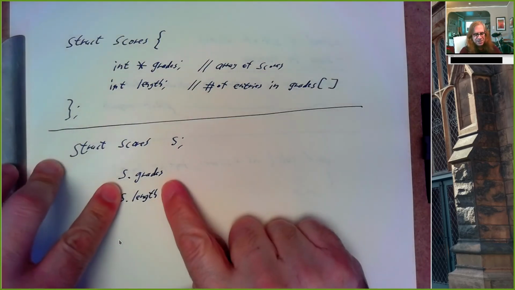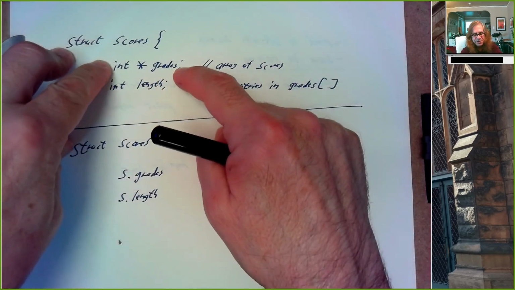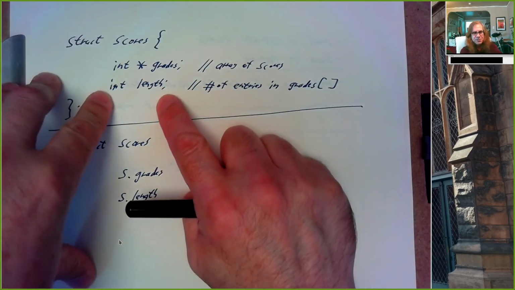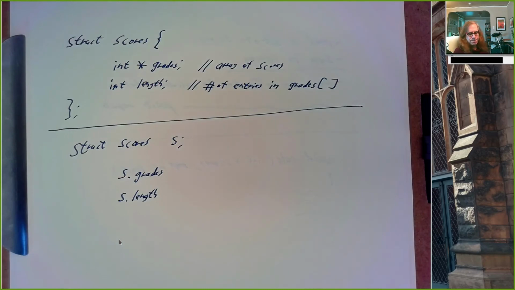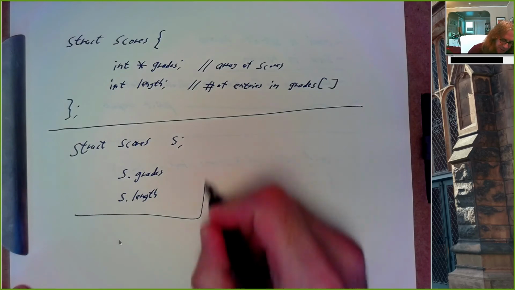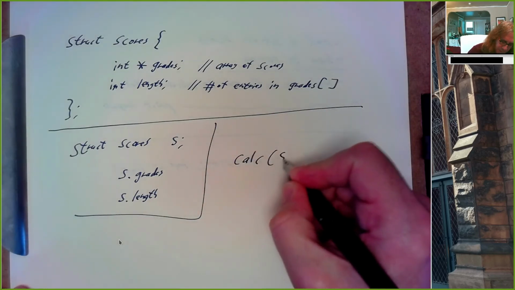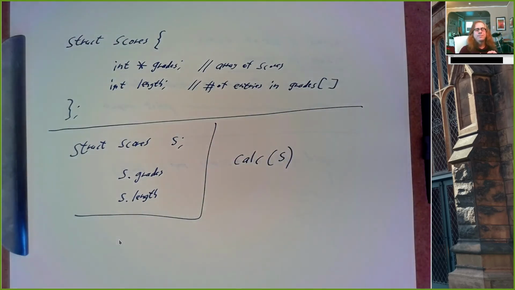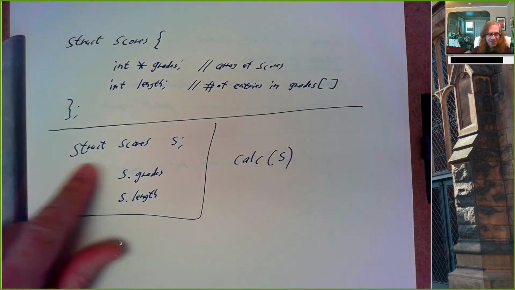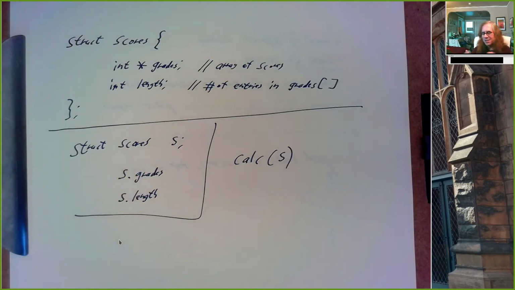And S dot grades is a pointer to an integer. It's an array of ints. And S dot length is an integer. So now I could call my calculate function and just pass it S. And inside my calculate function, the argument that I pick up will be declared to be an object of type struct scores, and I can use that variable name dot grades or dot length to pick up those fields.